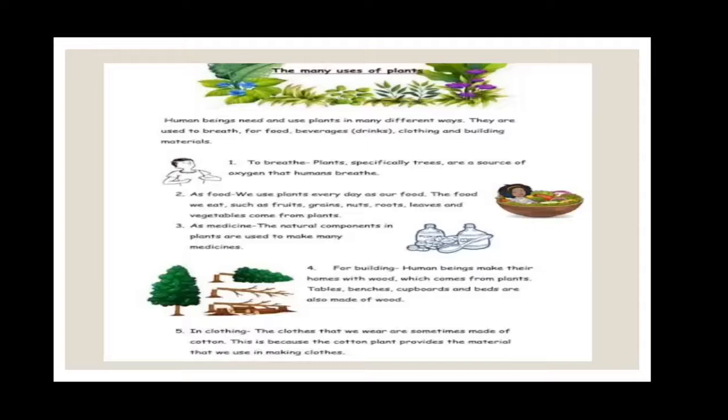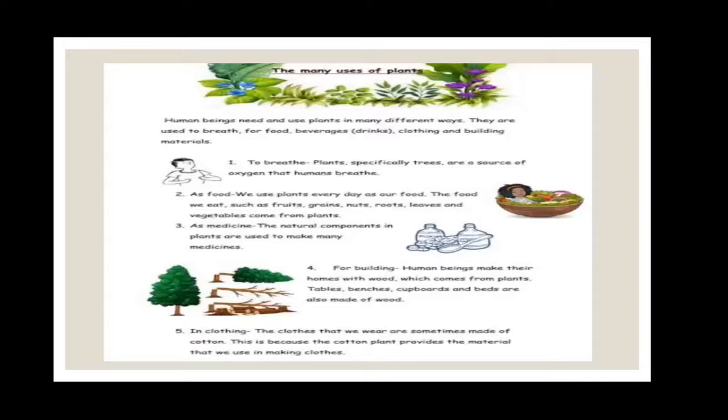Use of plants. For human beings, needs and uses of plants are in many different ways. Plants are helpful to us for breathing. They also provide us food, beverages like drinks, clothing and building materials. First is to breathe. Plants, specifically trees, are the source of oxygen that we need for breathing.